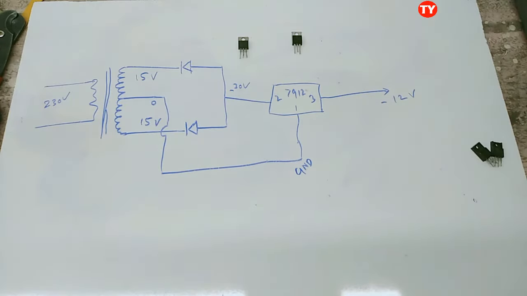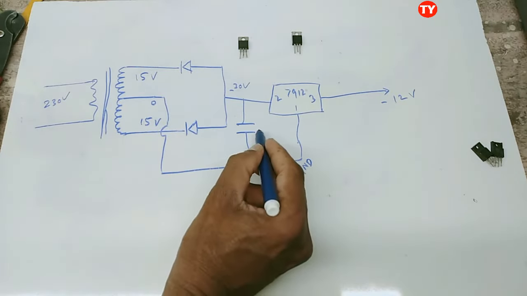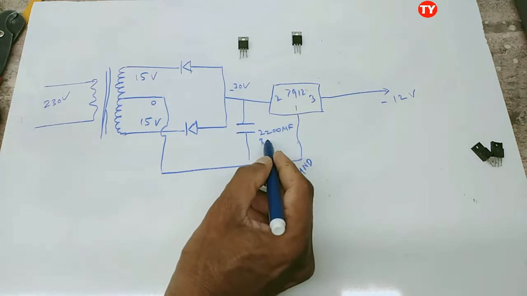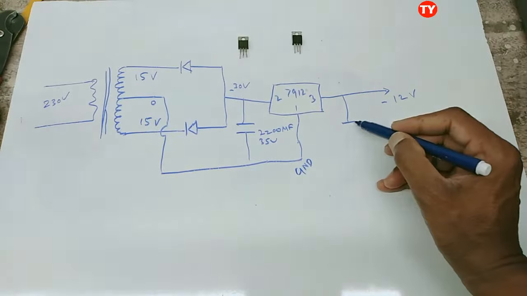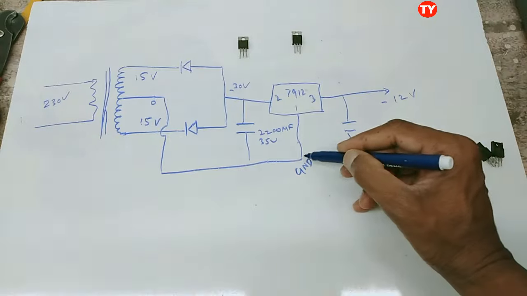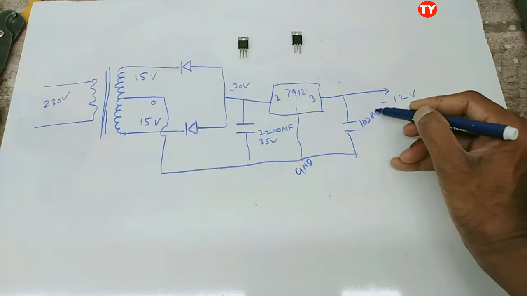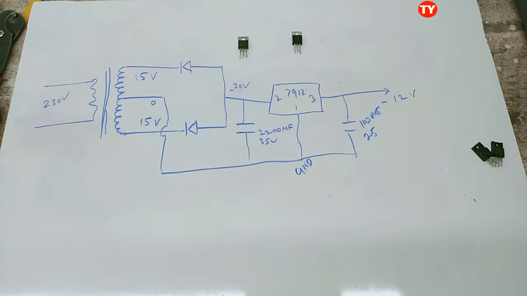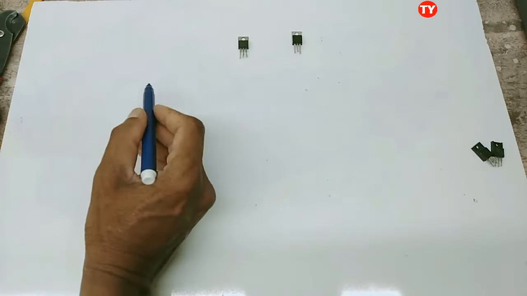Here one capacitor using 2200 mF 35 volt. Here also one capacitor 100 mF 25 volt. This is negative voltage regulation. Now I will show dual voltage regulation.